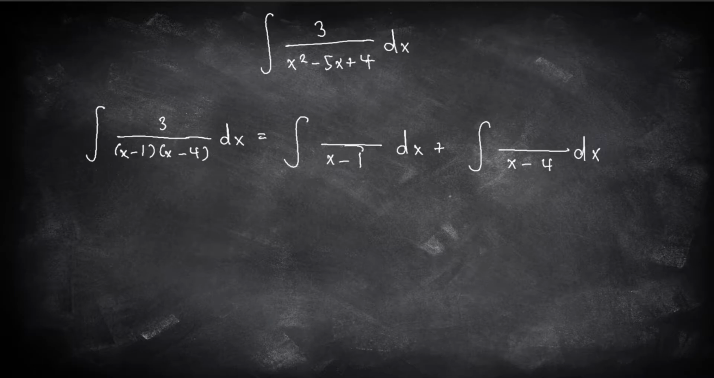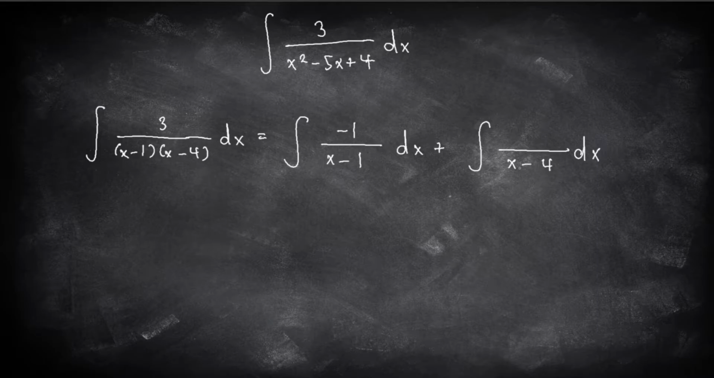Basically, take whatever value makes the denominator 0, cover that factor in the original, and then plug that value in to get our coefficient. So for x minus 1, cover up x minus 1, and x minus 1 equals 0 means x equals 1. So 3 divided by 1 minus 4 is 3 divided by negative 3, which is negative 1. That means the coefficient for x minus 1 is negative 1.